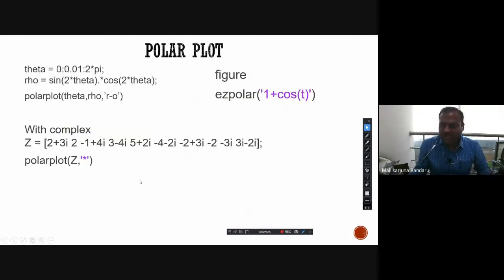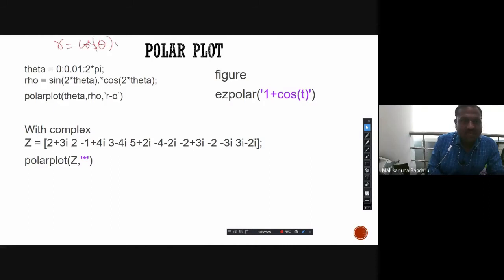Now let us move to the polar plots. Whatever the polar function, how do you visualize that? It is just like r is equal to sine theta, r is equal to cos theta. Those types, how do you visualize them easily? It is just like, suppose, the graph of r is equal to cos theta.